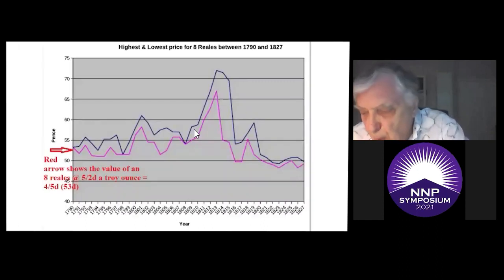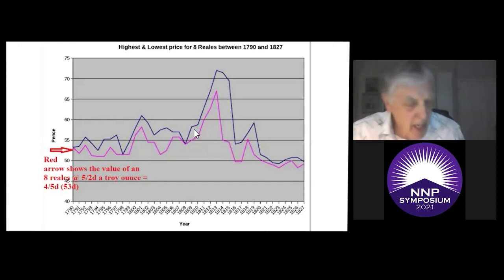This regulation worked well for about 150 years, until around 1750, when the market price of silver began to rise above 5 and twopence a troy ounce. This graph shows, with the red arrow, the value of an 8 reals when the price of silver was 5 and twopence a troy ounce. Any price above this would not allow the Royal Mint to produce coins and continue to make a profit.